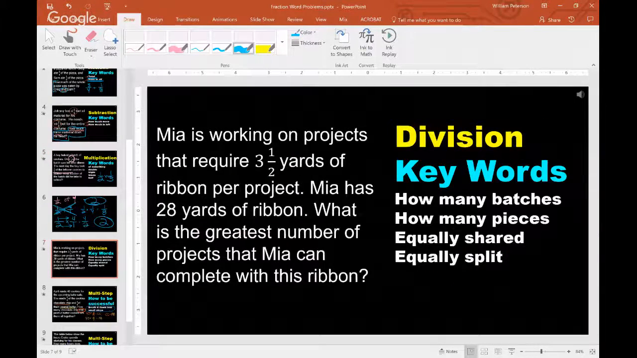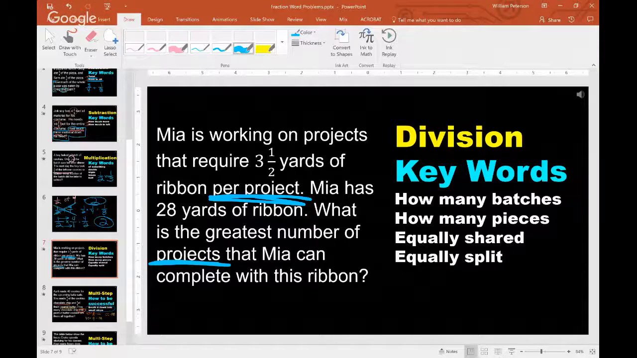So here you have division keywords. Here we have Maya. She's working on a project that requires 3.5 yards of ribbon per project. You can always see right here that we're given this key thing, per project. It's probably going to tip us off that we're going to deal with division, but let's read the rest of it. Maya has 28 yards of ribbon. What's the greatest number of projects that Maya can complete with this ribbon?